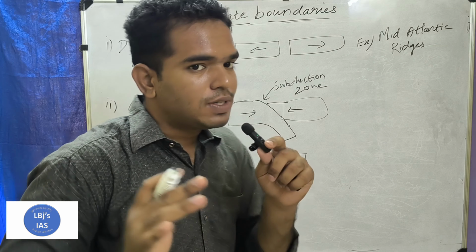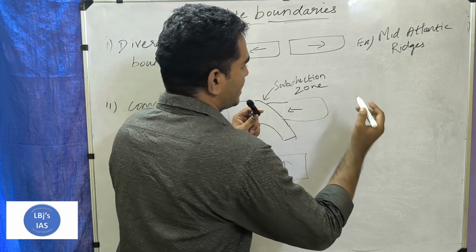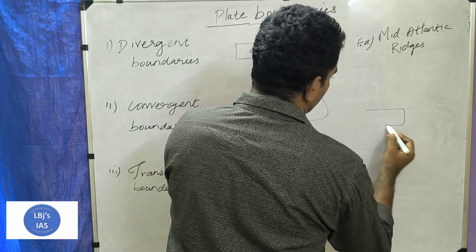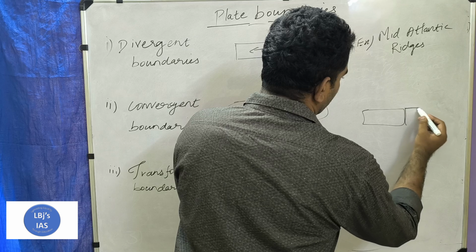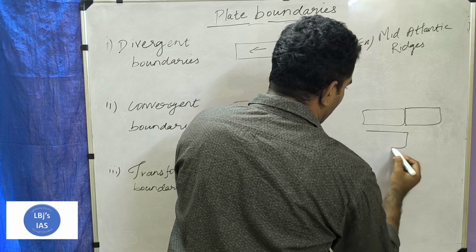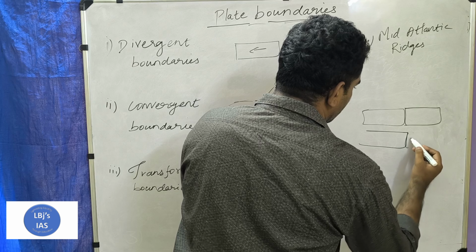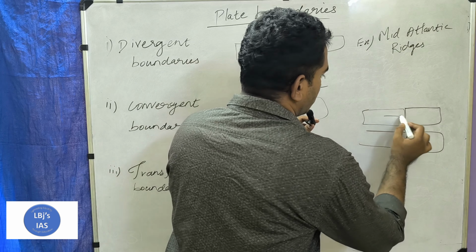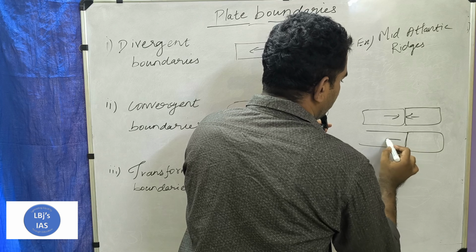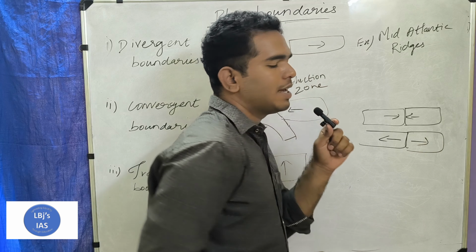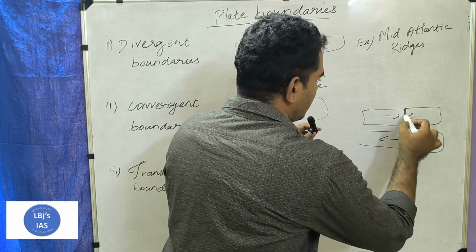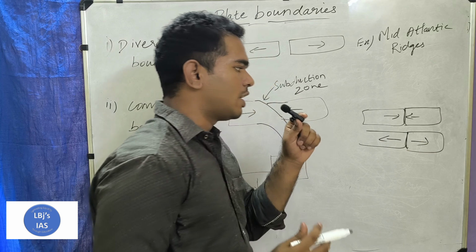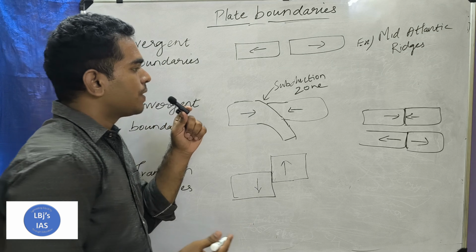Boundaries are nothing but where two plates meet, at the edge of the plates. At a boundary, two plates can meet, or two plates can move away from each other. So it is the edge of two plates, and that is what is known as a boundary.